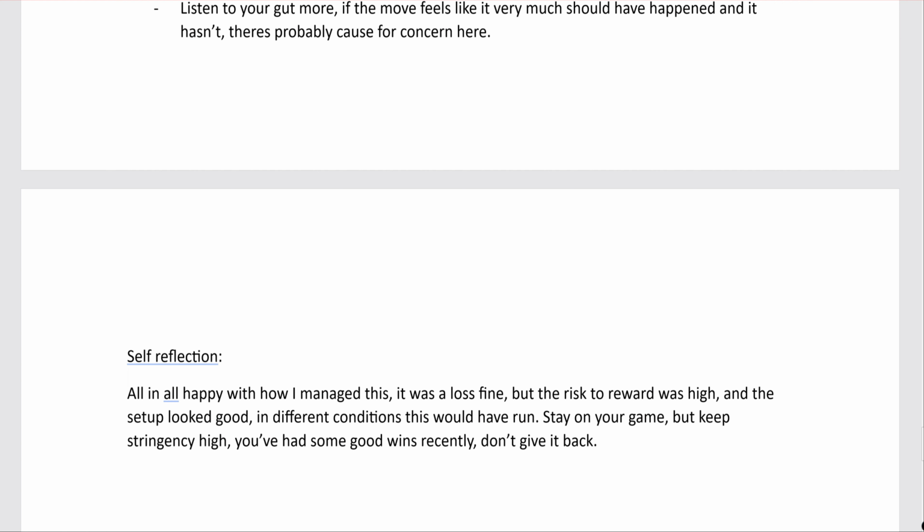And then I move on to a final section, self-reflection, okay? And this is basically how I feel with how I performed in the trade. All in all, happy with how I managed this. It was a loss, fine, but the risk to reward was high and the setup looked good. In different conditions, this would have run. Stay on your game, but keep stringency high. You've had some good wins recently. Don't give it back.